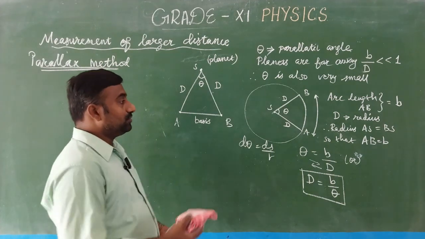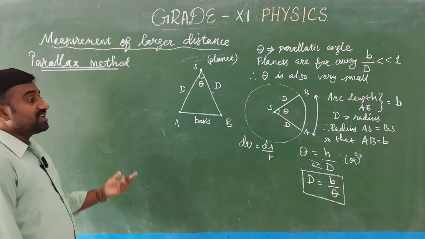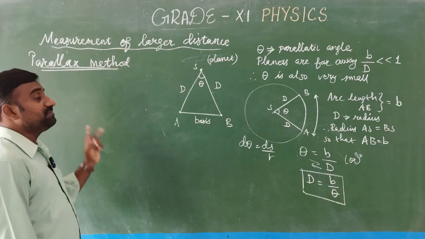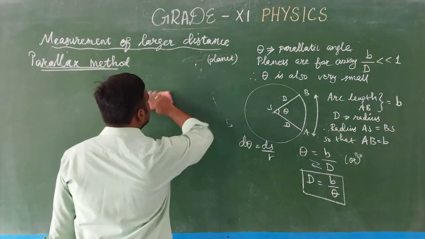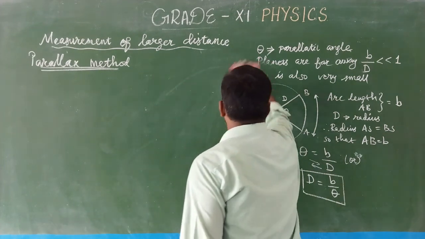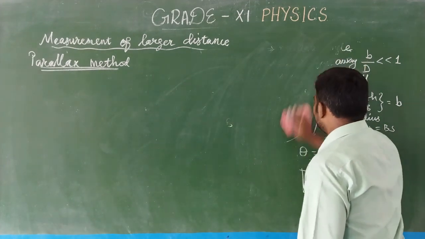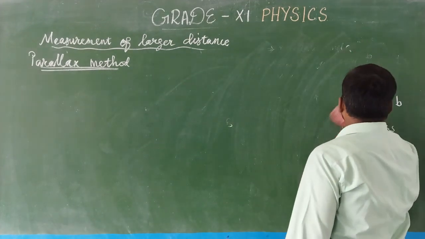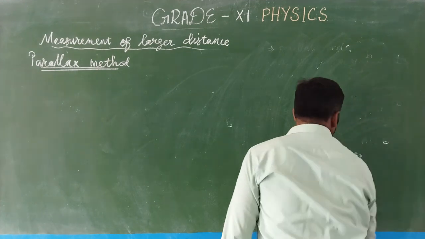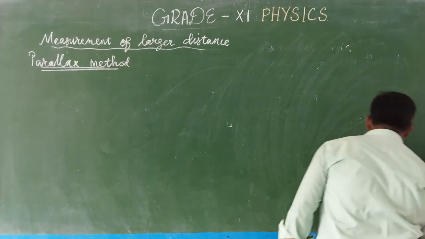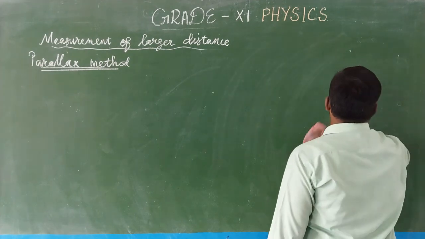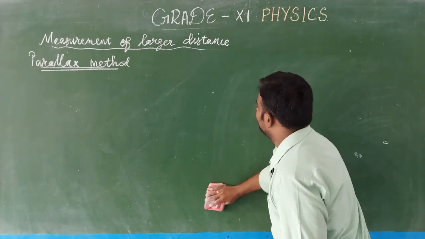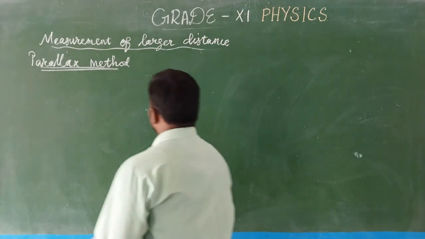Okay, now in the same method we can also estimate the angular diameter of the planet. So how to find the angular diameter of the planet? Listen, we'll keep the formula. Distance is equal to basis by parallactic angle. Don't forget, distance is equal to basis by parallactic angle.